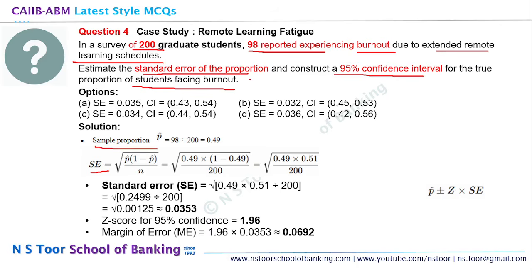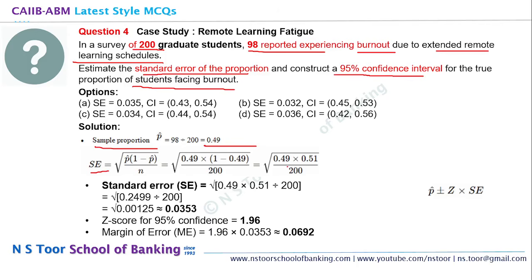What is the sample proportion? Out of 200, how many reported experiencing burnout? 98. So 98 divided by 200 means 0.49 of students have reported experiencing burnout. So it means 0.51, 1 minus P, that is Q hat. So Q hat is equal to 1 minus P hat. So 0.49 into 1 minus 0.49 divided by N, that is the sample number, is equal to my standard error.